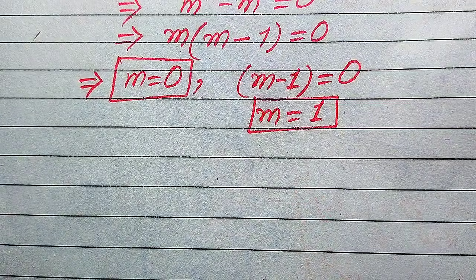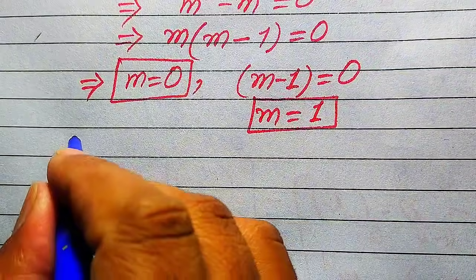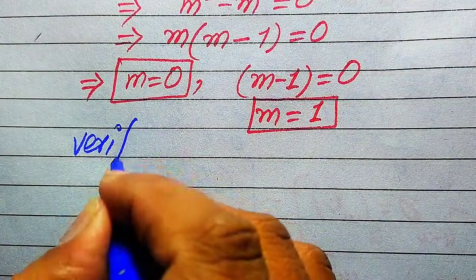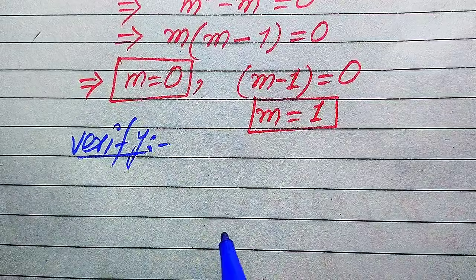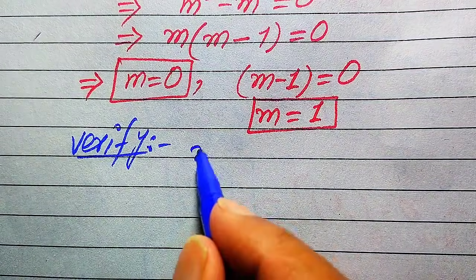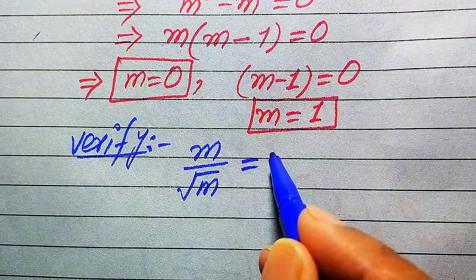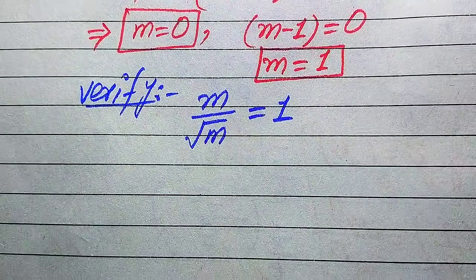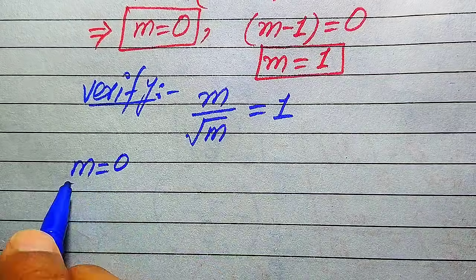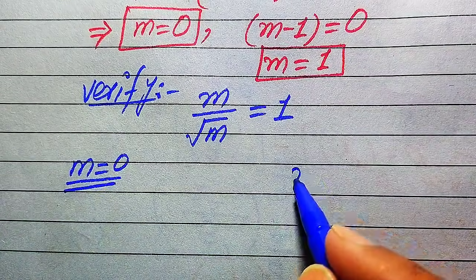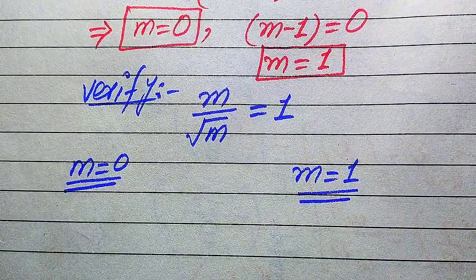Now in the next step we need to verify whether these two roots of the given equation are solutions of the given equation or extraneous roots. For verification of the roots we need to copy down the given question statement. Here it is m divided by square root of m is equal to 1, and on this side we will verify m equals to 0, and on this side we will verify m equals to 1.